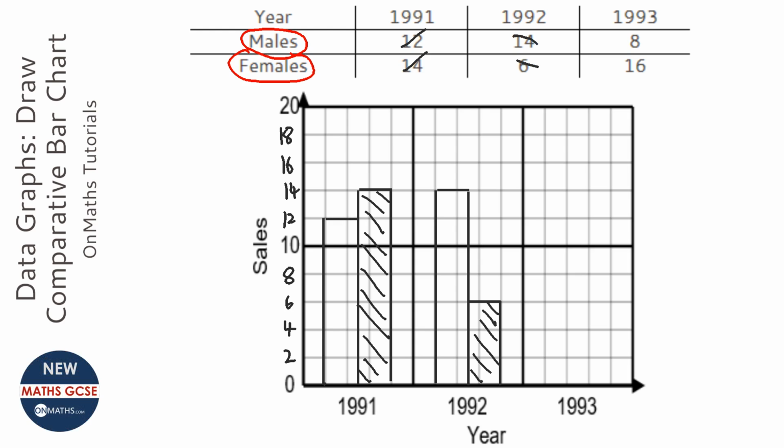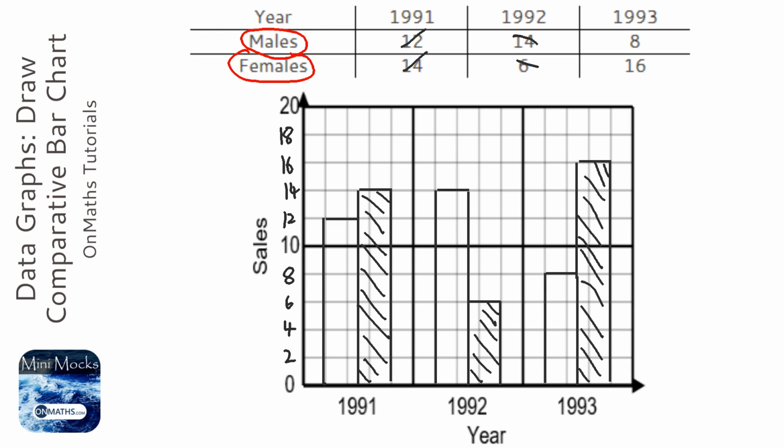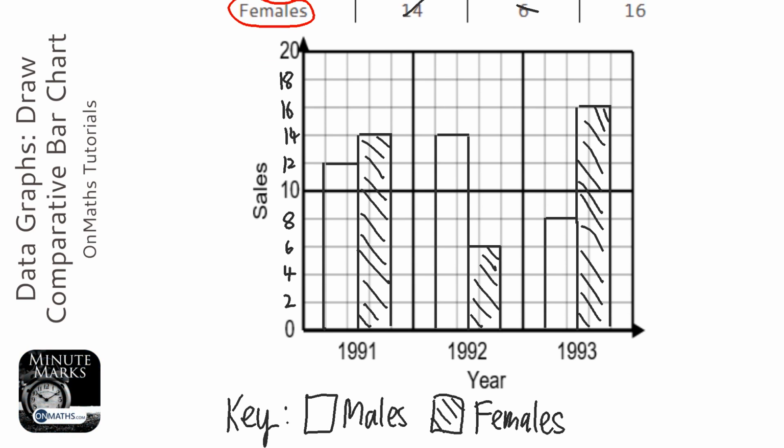And the last one, the males goes up to 8 in 1993, which is about there. And the females goes up to 16. And shading the females. Now there's no need to write on the bars males and females, there's no need to write anywhere else. With the key we've got at the bottom, that's full marks.